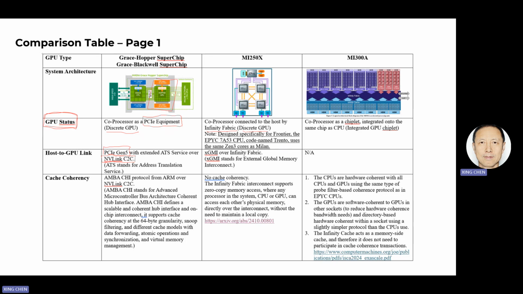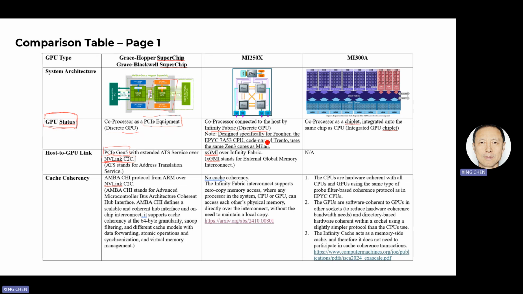It's really connected to the host, to the CPU, by the Infinity Fabric, and there are links that are not the same kind of link for connecting to a PCIe equipment. So it is no more a peripheral equipment. It's a kind of discrete coprocessor, but connected to the system. Logically, you can think it's part of the system. This is in between the GraceHopper and MI300A.